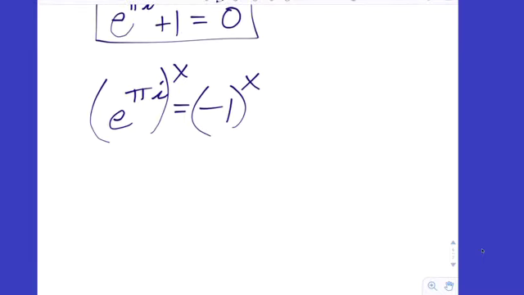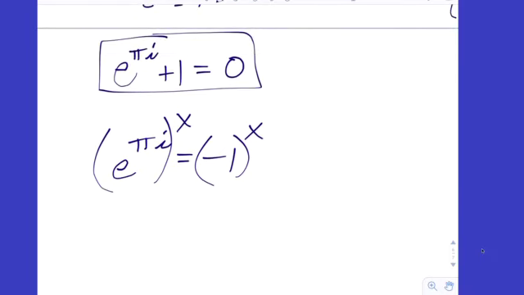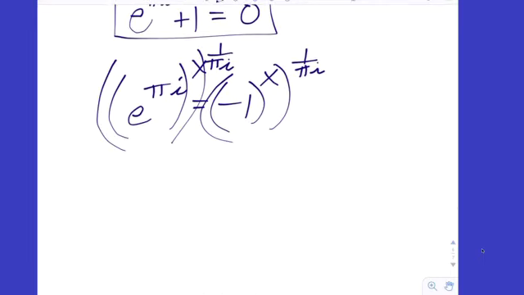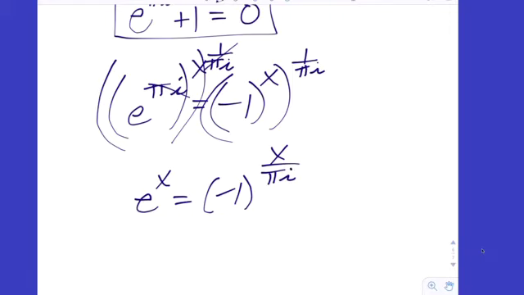I raised both to the reciprocal of pi i. So after that, you raise both sides to the 1 over pi i's power. Okay. And then what happens down here? These all multiply, so those divide out, so you get e to the x equals negative 1 to the x divided by pi i. So usually negative 1 to any integer power is either 1 or negative 1, but here negative 1 to any number x divided by pi i, an irrational number times the imaginary unit, gives you the function e to the x.